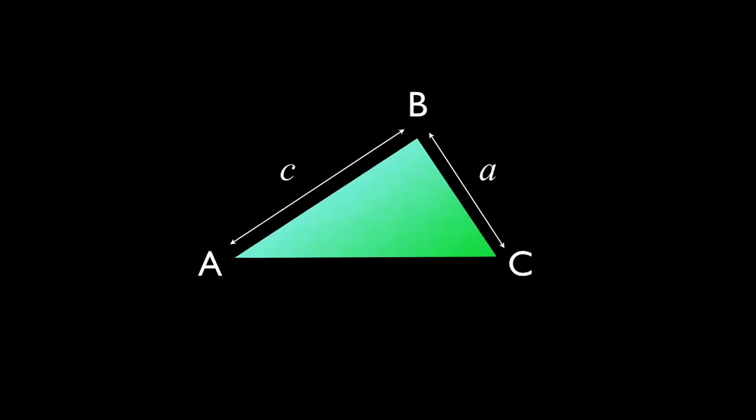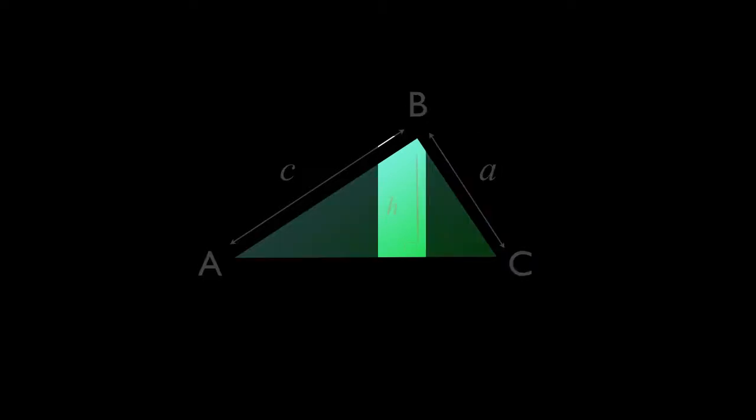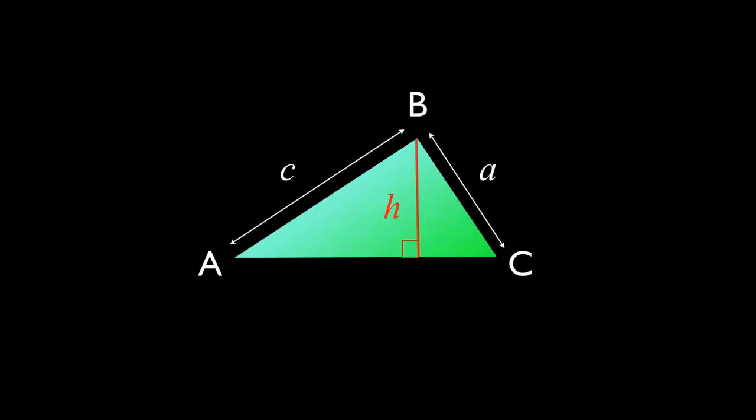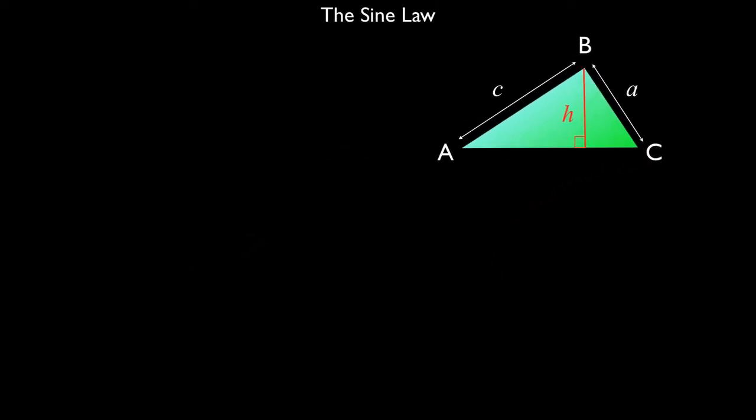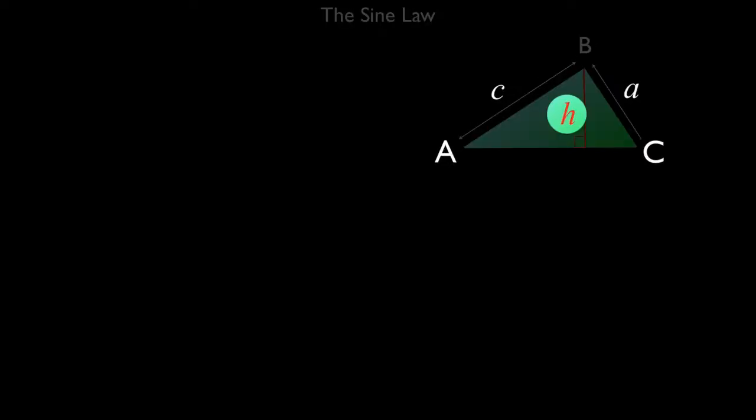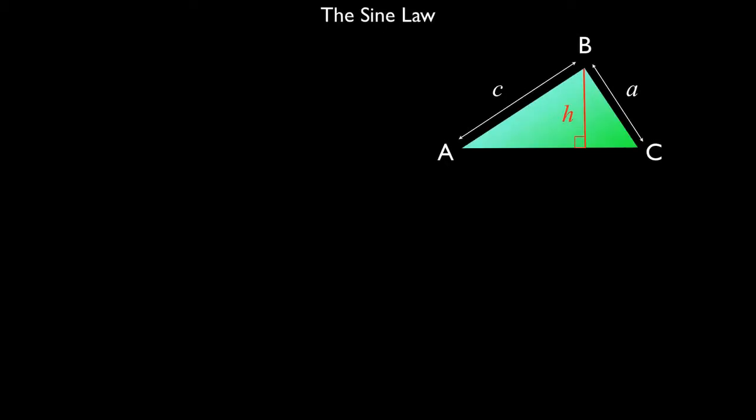Now, to develop the sine law, I'm going to make one more construction, and that will be an altitude drawn down from vertex B down to the side AC. What I'm going to do is try and find some trig ratios involving h, angle A and angle C. The first one I'm going to write down is that sine of A is h over c. Now, if I isolate h in that equation, I get c sine A is h.